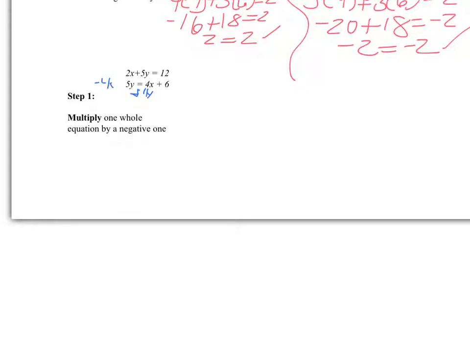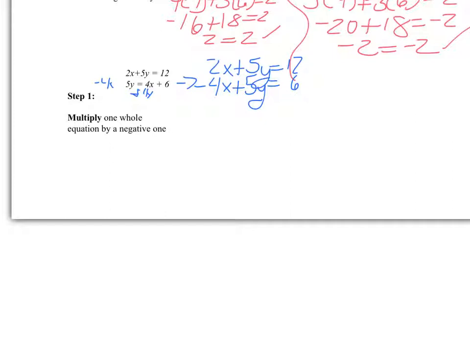So here's what I have now, because I know that's kind of hard to read. I have the 2x plus 5y equaling 12. I brought over a negative 4x plus the 5y from the original problem, and now that 6 is over there by itself. So now my variables line up. You might also notice that the 5y's are pretty close to canceling, but not quite. They're both positive. I need to make one of them negative.